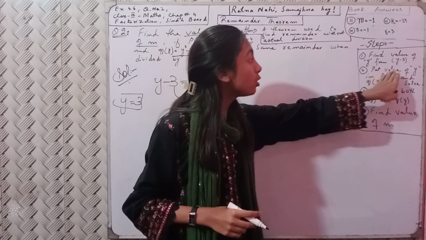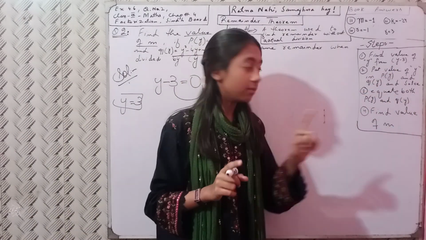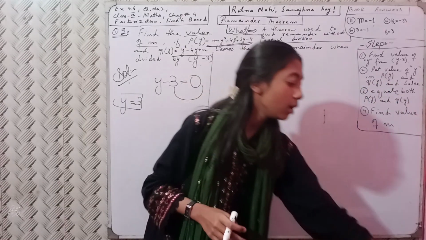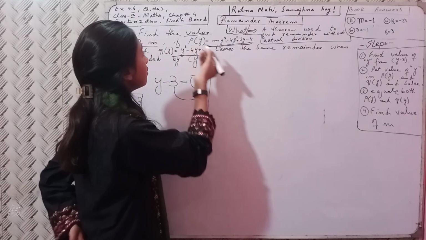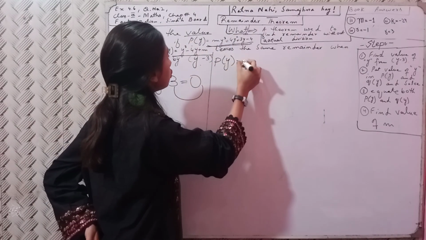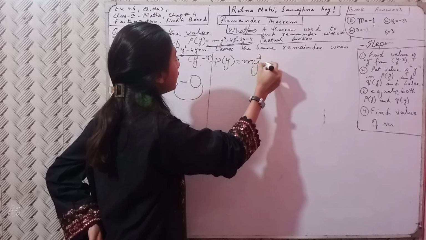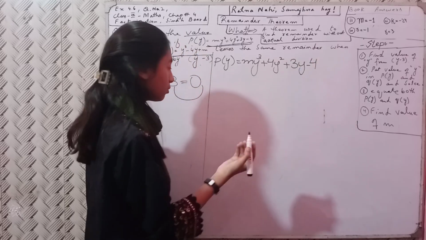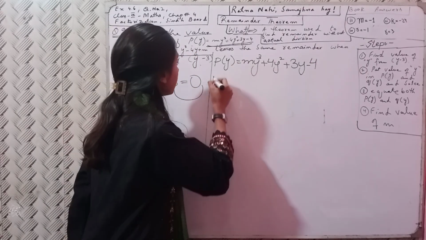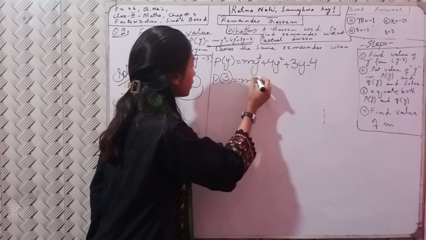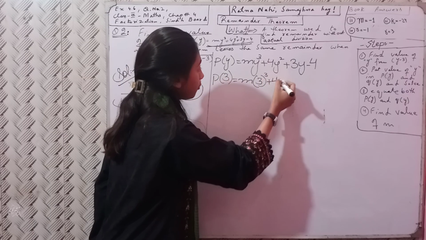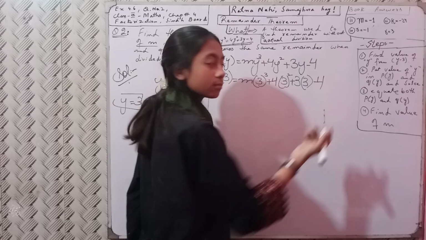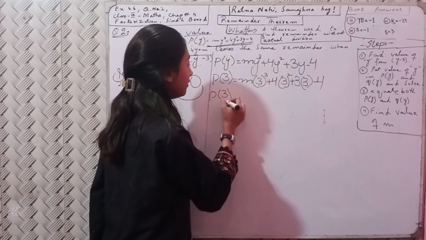Now, the second step: put the value of y in the polynomials p(y) and q(y) and solve. It means in the dividend, in the quotient, and then solve. So first we put it into the dividend. What is the dividend we have? Polynomial p(y) equals m y cube plus 4y square plus 3y minus 4. We know the value of y, so we can put it here. P(3) equals m 3 cube plus 4 3 square plus 3 and minus 4. Simple. Then we write p(3) and we can solve it.